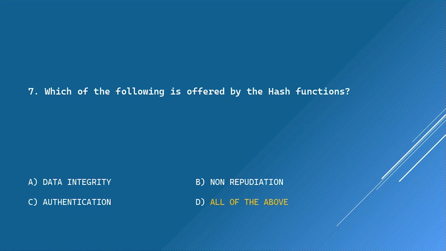7. Which of the following is offered by the hash functions? A. Data integrity. B. Non-repudiation. C. Authentication. D. All of the above. Correct answer is all of the above.